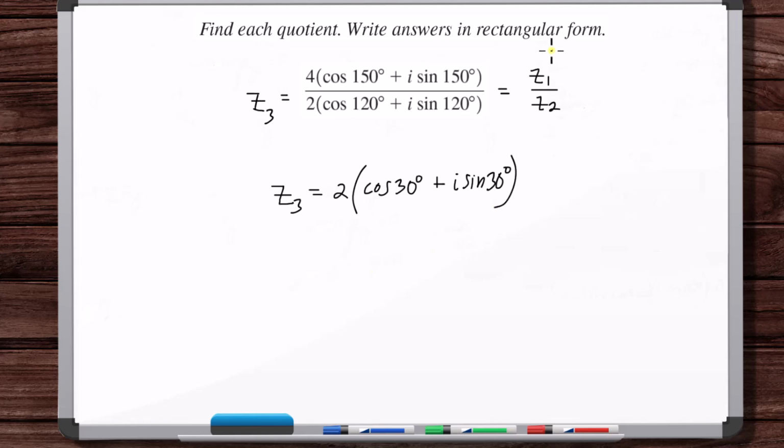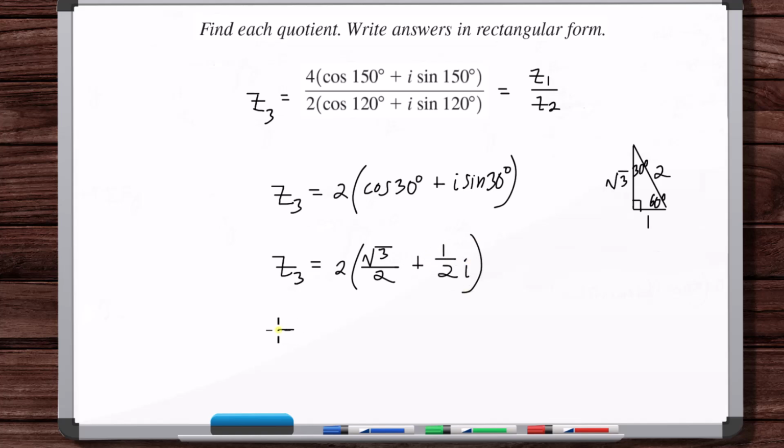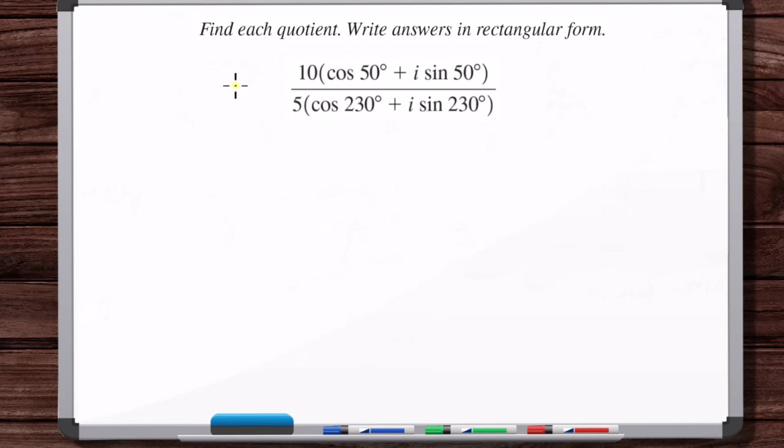Done. But now they want us to write this in rectangular form, so we're going to go ahead and simplify this. So 30, 60, 90 triangle. Cosine of 30 is root 3 over 2. Sine of 30 is 1 over 2. So we've got root 3 plus i.